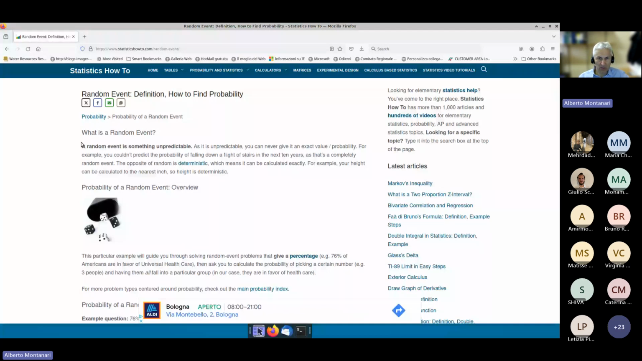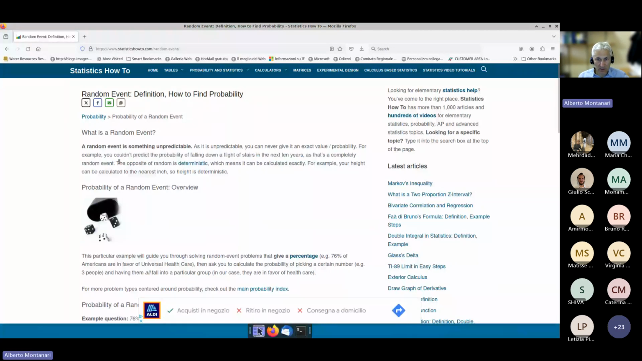For instance, a typical random event is tossing a coin. You can make a prediction. The outcome is either head or tail, but given a single flip, you cannot say that the outcome will be head. As it is unpredictable, you can never give it an exact value. For example, you couldn't predict the probability of falling down a flight of stairs in the next 10 years, as it's a completely random event.